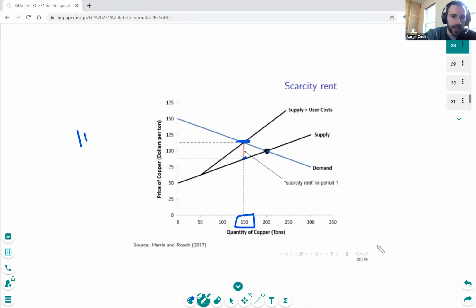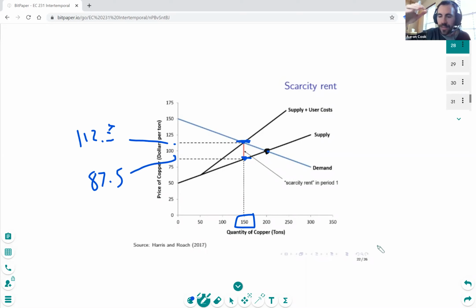That's the price that the market will bear at 150 units. That's this price here. But your marginal costs are only 87.5. So you have a little bit of extra profit that you can earn because you're cutting back and not selling all the way to 200 in that period.